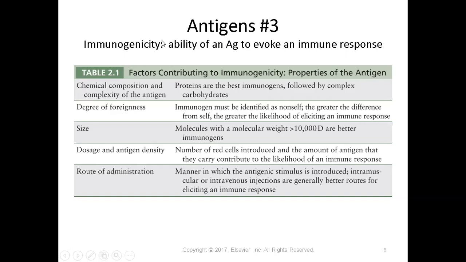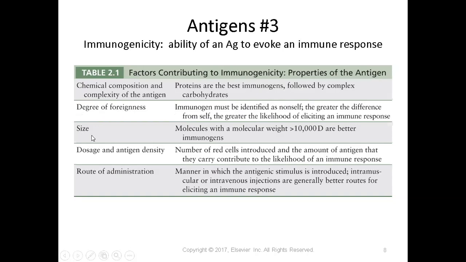Let's look at a few. First of all, the chemical composition and complexity of the antigen. So antigens that are proteins are best at stimulating the immune response, followed by complex carbohydrates. Next, the degree of foreignness. When that immunogen or antigen is recognized as very different from self, there is a greater likelihood that we're going to make an antibody directed against it, because it's basically detected as being non-self.